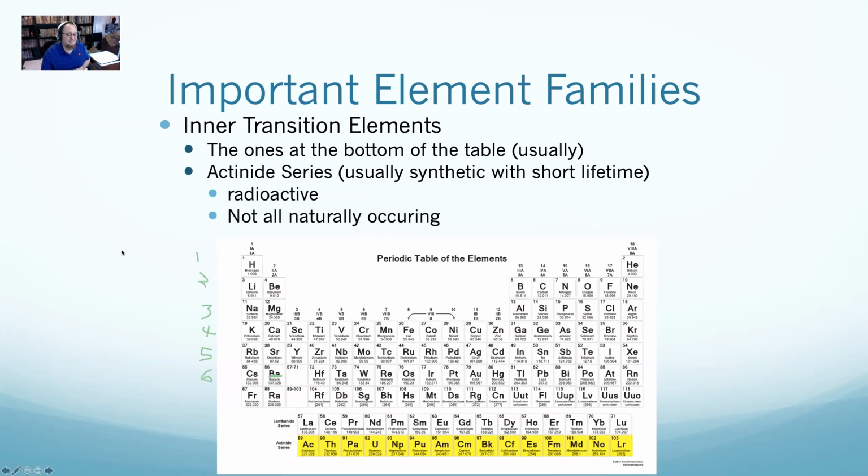Beneath them is the actinide series. The actinide series are usually synthetic and they usually have a short lifespan and are all radioactive and are not naturally occurring. And they're part of period 7.